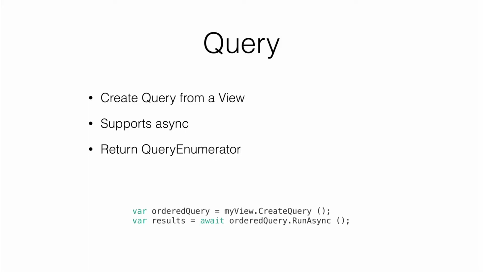Here's an example of creating a query. Right? Very simple API. Once I had that view that I created in the previous slide, I just go create query from it. And then once I have that query, I can run it or run it async, and I get a query enumerator back. Okay, pretty simple to do.